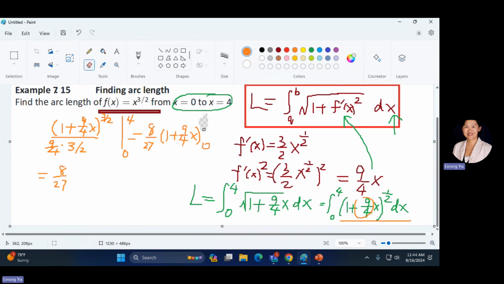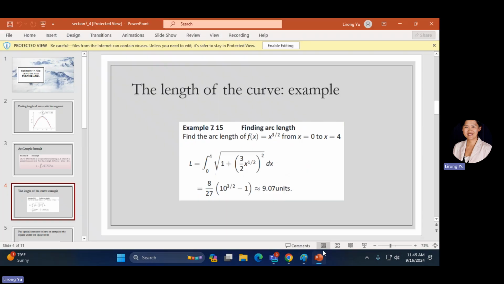It was the 3/2 power. So we have 8/27 and 1 plus 9/4 times 4, which is 10, so you have 10 to the 3/2 power. That's the upper limit. And for the lower limit, you plug in 0, which gives 8/27 times 1. So that will be the actual answer. You can factor out the 8/27 to get a slightly cleaner answer. So it's 8/27 times 10 to the 3/2, and then you put it in the calculator.